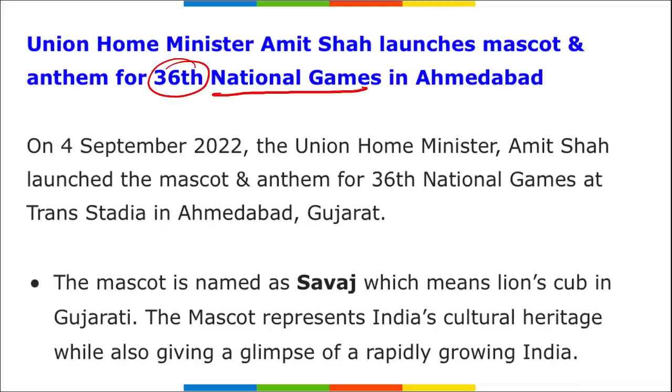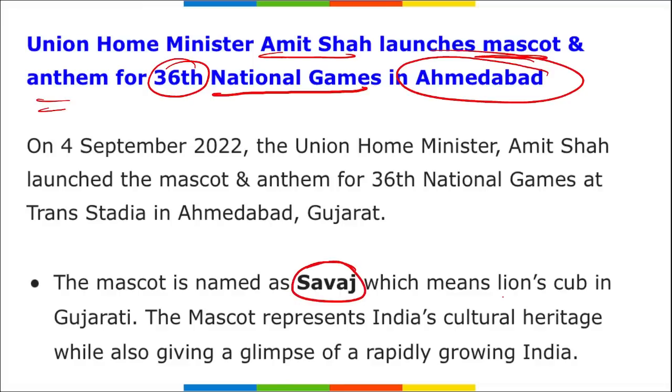So remember, the 36th edition of the National Games will be held in Gujarat, and in Gujarat too it will be held in Ahmedabad. Our Union Home Minister Amit Shah has launched the mascot and anthem for the 36th edition of the National Games that will be held in Gujarat, Ahmedabad. What is the name of the mascot? It is Savaj.